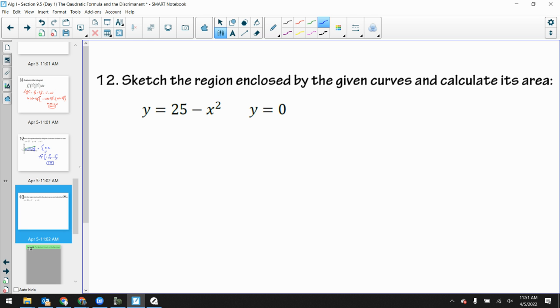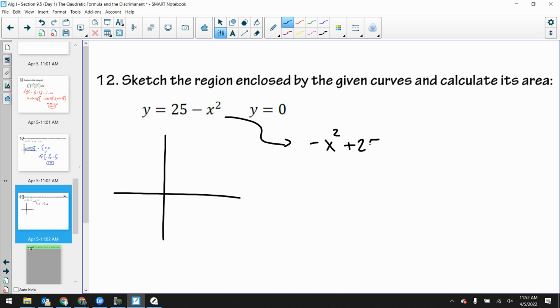Sketch the region enclosed by the given curves and calculate its area. Okay, so it looks like I have y equals 0 again, my axis, y equals 0, and then 25 minus x squared. Well, what does 25 minus x squared look like? It might be better if you thought about it as negative x squared plus 25. Okay, that is a vertical shift up 25 units, right? So my y-intercept is way up here. We'll just put it at 25. There we go. And then this negative tells me what about the parabola? Downward, right? I know that it's going to go like this.